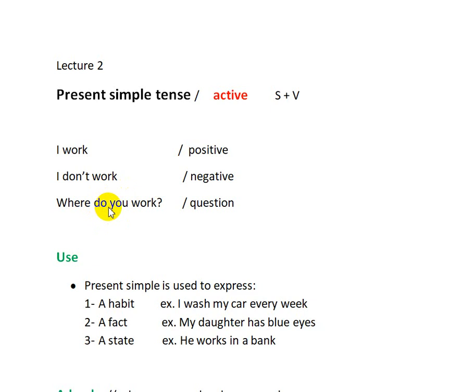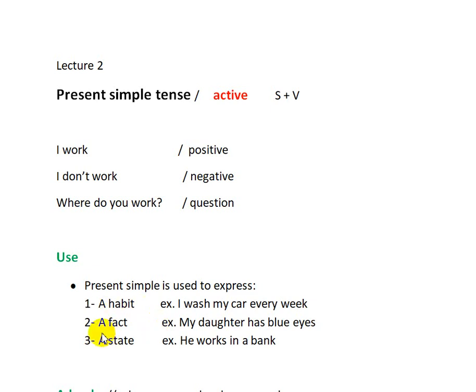Now, what about the usage of the present simple? When can we use it, or what does it express? Number one, a habit. Look, it expresses a habit. What does this mean? An action that happens again and again. Something انت معتاد عليه. Okay? For example, I wash my car every week. So this is like something you are doing again and again. Okay? You will never stop doing this, okay?